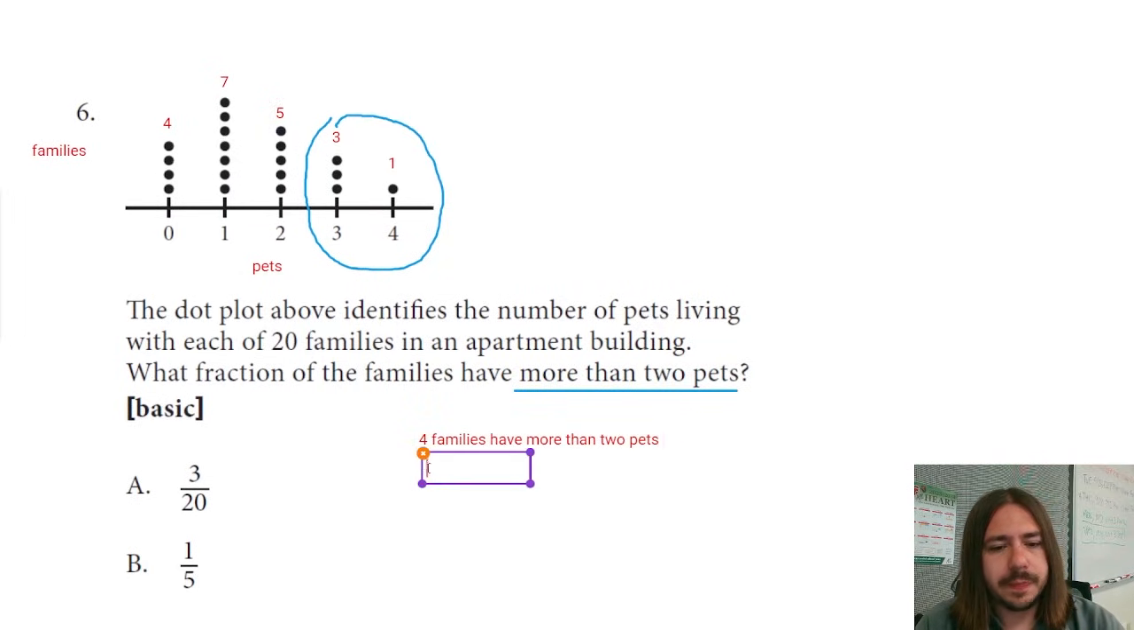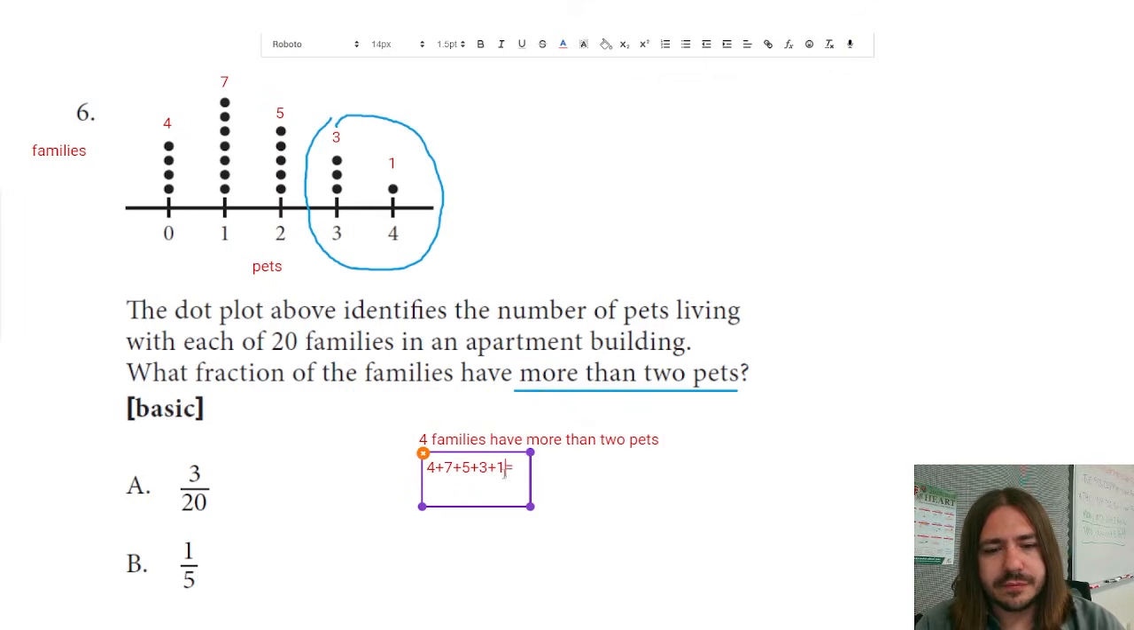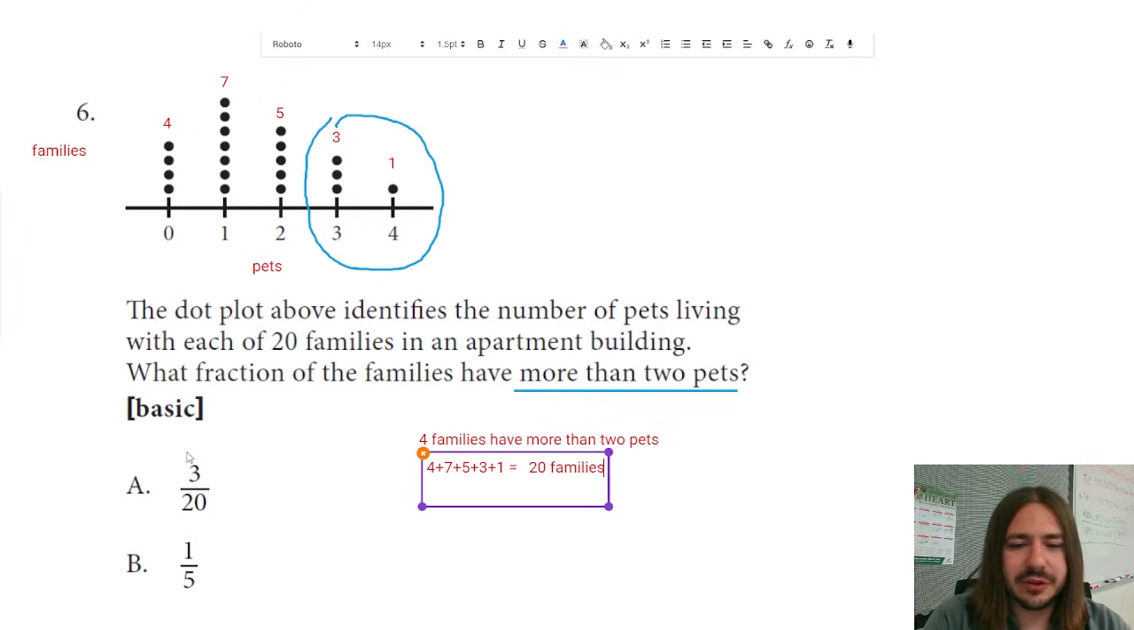So we've got 4 plus 7 plus 5 plus 3 plus 1. And let's see, what would that be? That'd be 4 and 7 is 11, plus 5 would be 16, 17, 18, 19, 20. Oh, you know what? They told us 20 families. I didn't have to count all that up. Sorry about that. But yeah, there's a total of 20 families. At least we have it confirmed. So 20 families total.